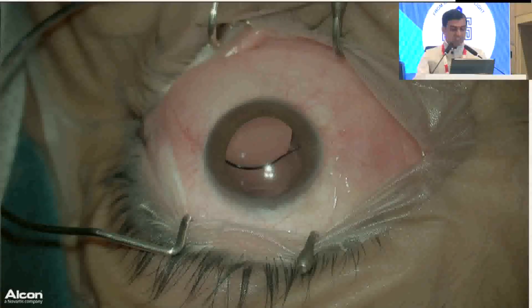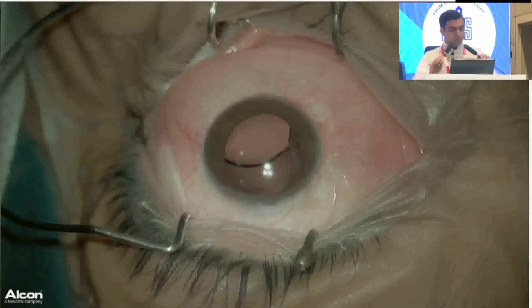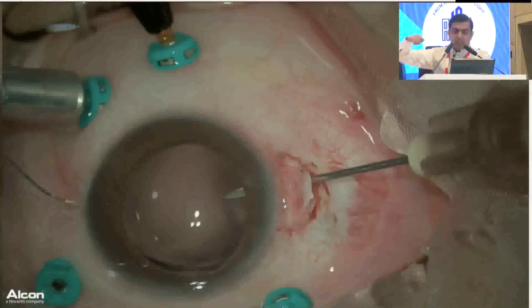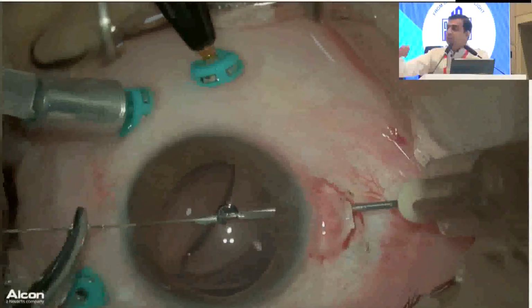Now coming to the next video, which I'll be showing courtesy Dr. Guruprasad sir. Here he just did a vitrectomy in this case. They tried to do it like I showed, using a 6-O proline. So this is another technique. If you don't have 6-O proline, you can use the same 10-O proline itself.